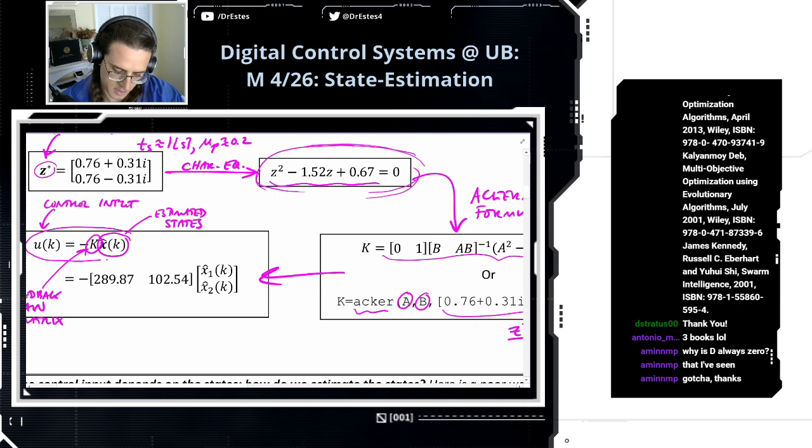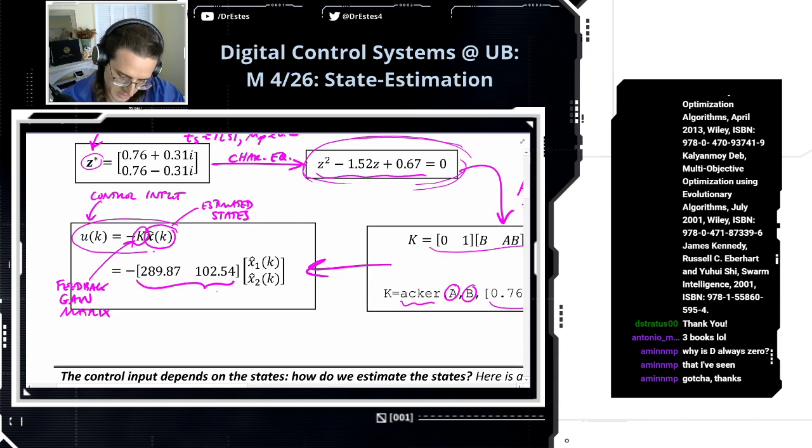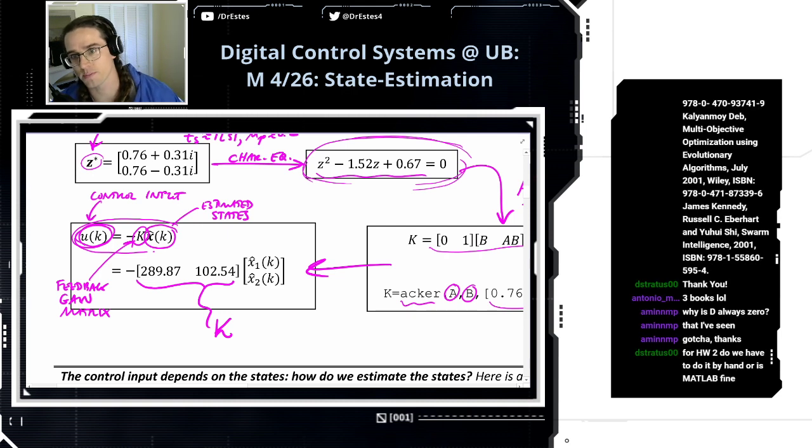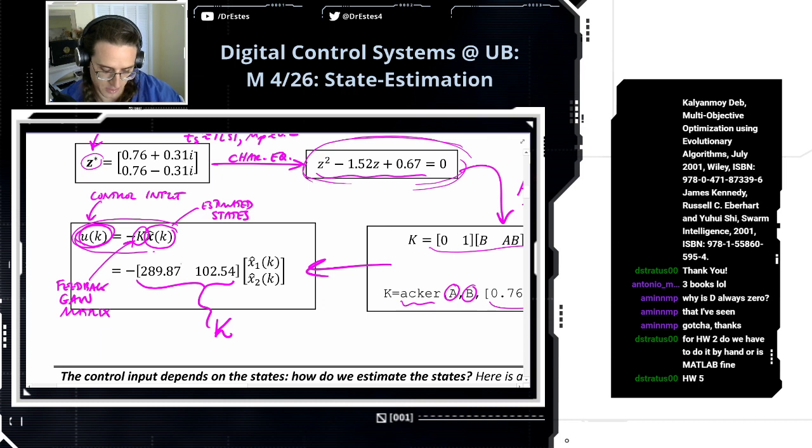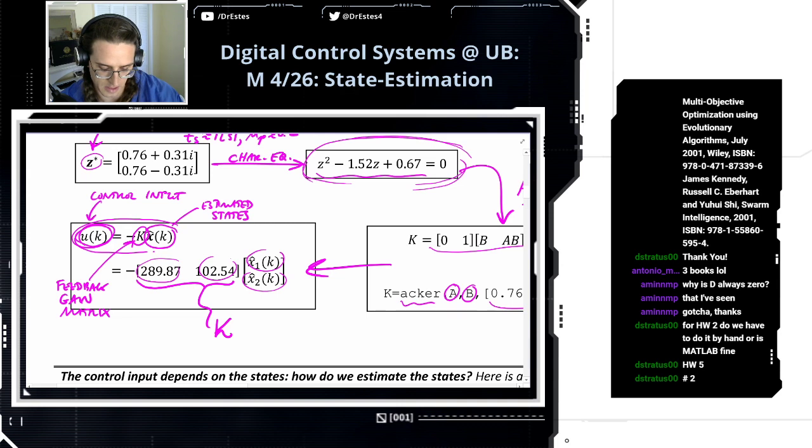So for our system, this is what our gain matrix turned out to be. So let's say we're running our controller on an Arduino. At every step, my control input, which in this case is the angular velocity of the motor that's pulling the belt, is going to be 289 times my first state plus 102 times my second state. And then I take the negative sign of that.